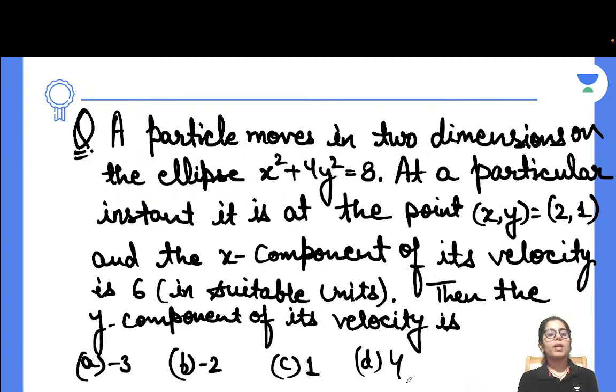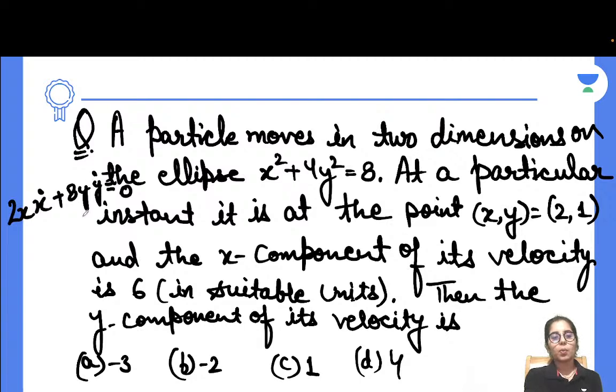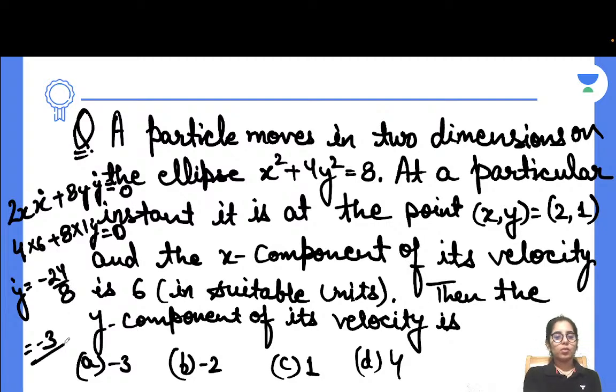So for the velocity part you have to differentiate the given equation with respect to time. So that will give you 2x dx over dt, which is x dot, plus 8y dy over dt, which is y dot, equal to 0. Now x is 2 and y is 1. So 2 times 2 times x dot, that is the x component of velocity, which is 6, plus 8 times y, which is 1, times y dot is equal to 0. So y dot is equal to negative 24 divided by 8, negative 3. Hence your right answer is option A, which is the correct one.